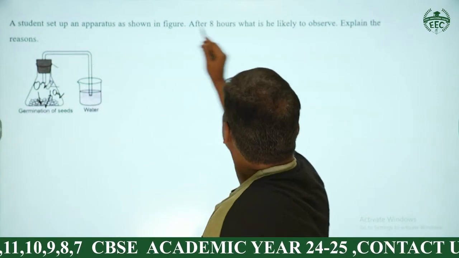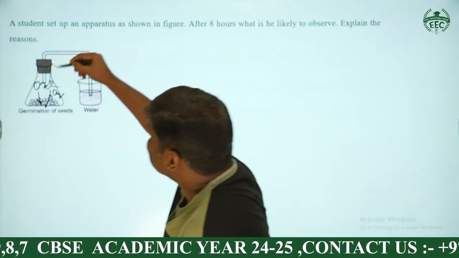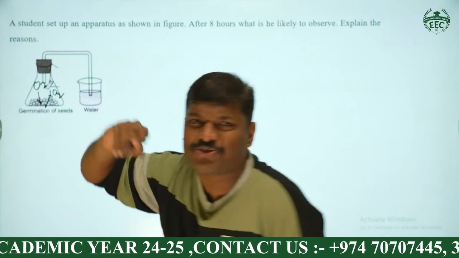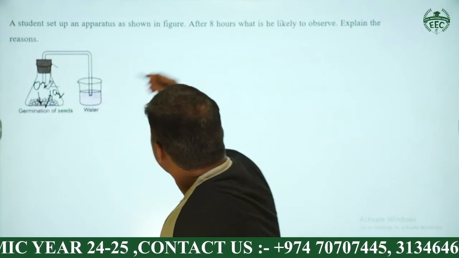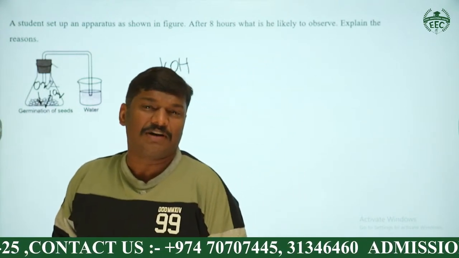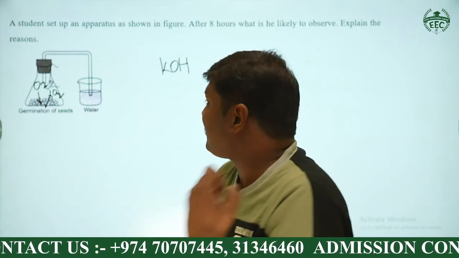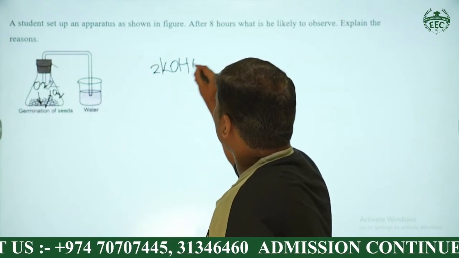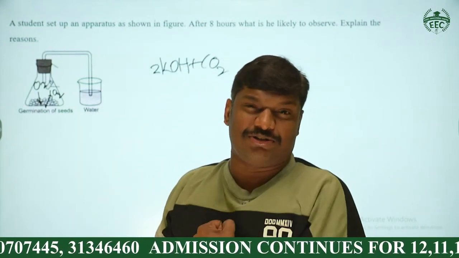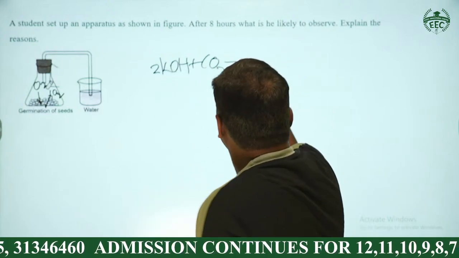And here you can see, as he explained the reason, look at the board, my dear students. What is the small test tube, where is that small test tube? The small test tube is having a material called what? KOH. What is potassium hydroxide? And what is the function of potassium hydroxide? We discussed, right? Potassium hydroxide can absorb carbon dioxide.